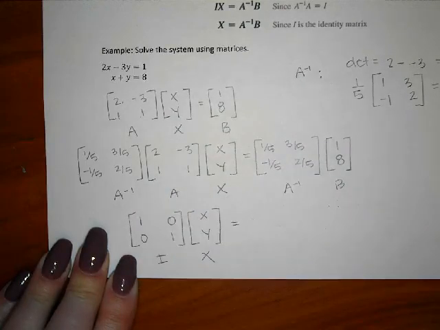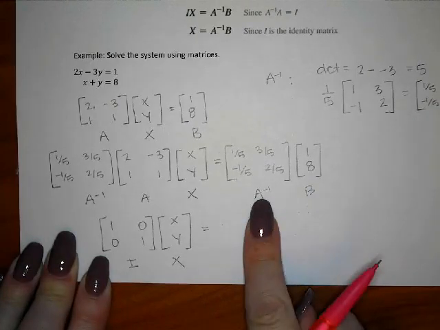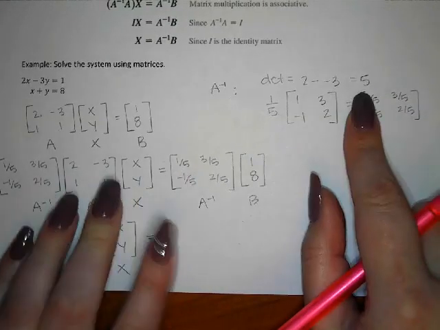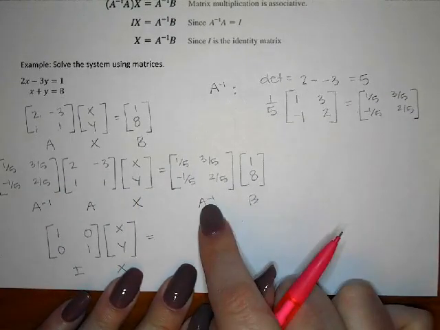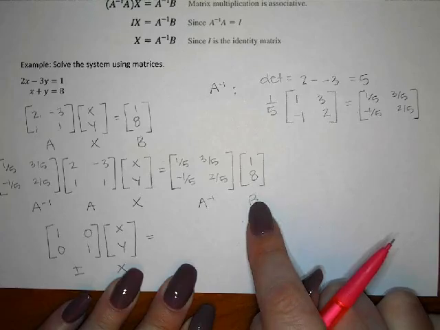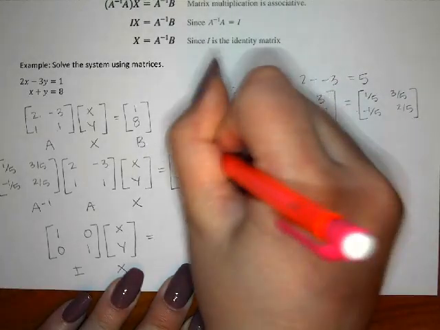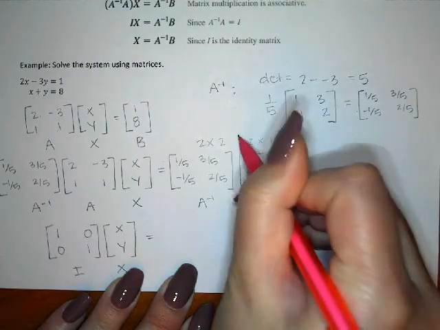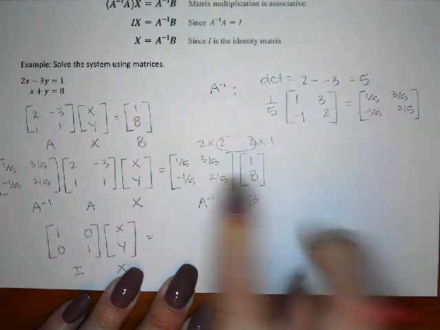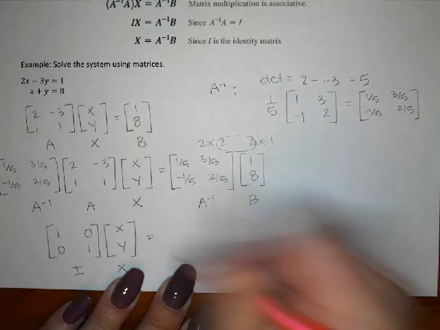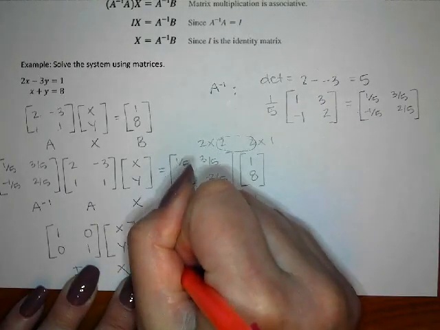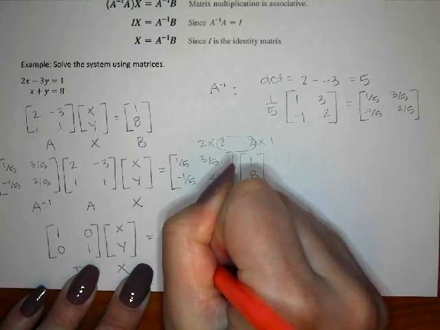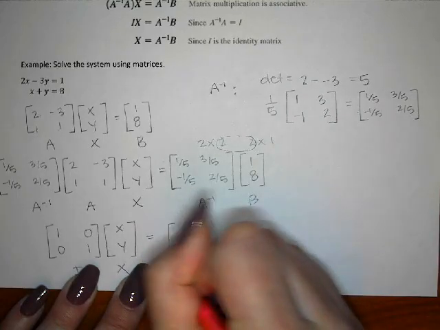Now over here, I'm going to multiply A inverse times B. So I have a 2 by 2 matrix multiplied by a 2 by 1 matrix. 2 by 2, 2 by 1. So I can see, yes, I can multiply these, and a 2 by 1 matrix is going to be my answer. I'm just going to call this A inverse times B because that's what it is.